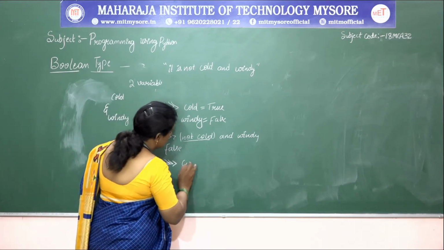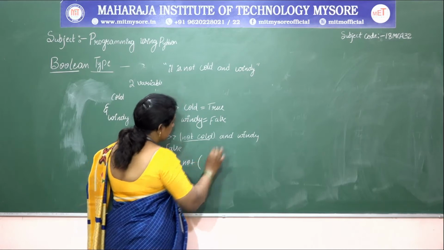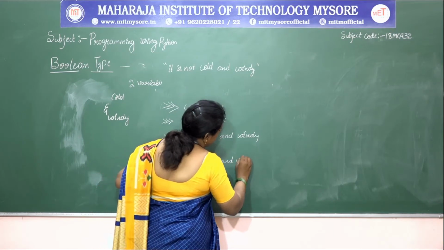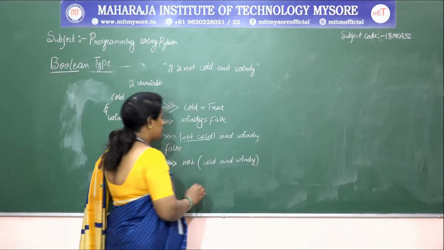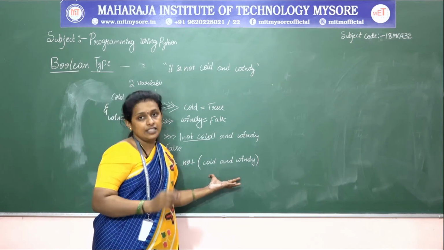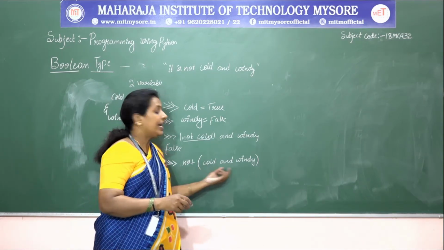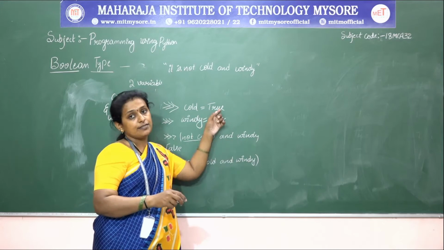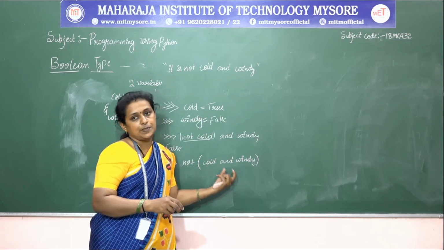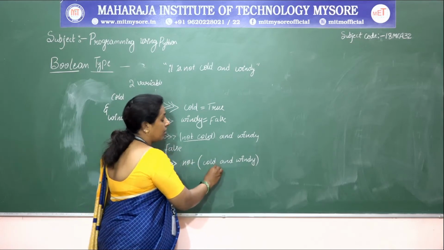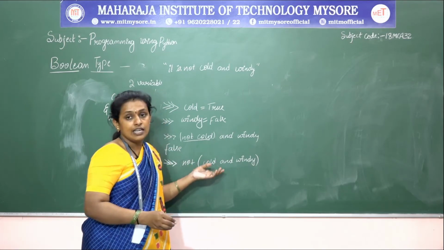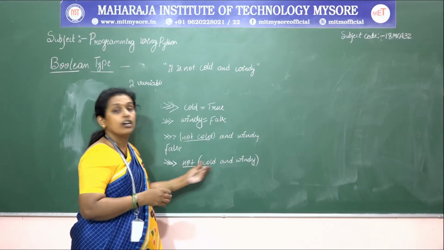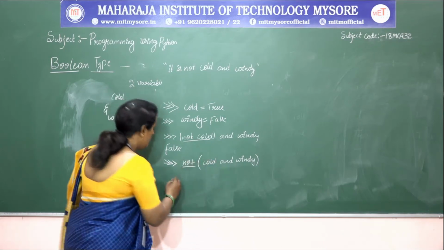Let's go with one more example: not (cold and wind). With respect to this expression, the parenthesis has the highest precedence, so this will get evaluated first. So cold and wind: the cold value here is true and the wind value here is false. When the AND operation is performed, the value will be false, and that will be passed to the NOT operator, which will perform NOT false. When it is NOT false, it should be true.